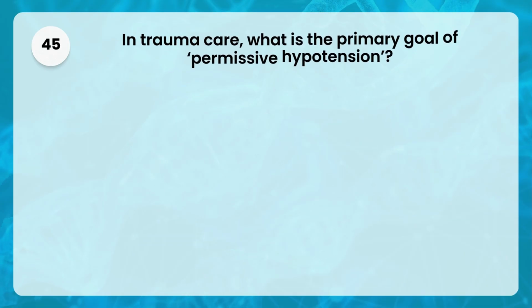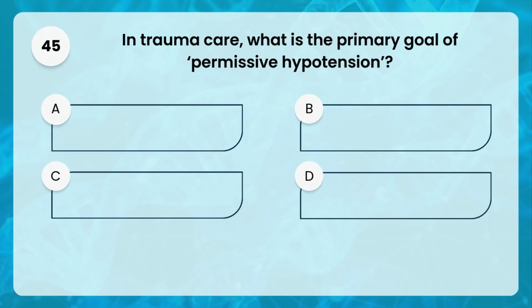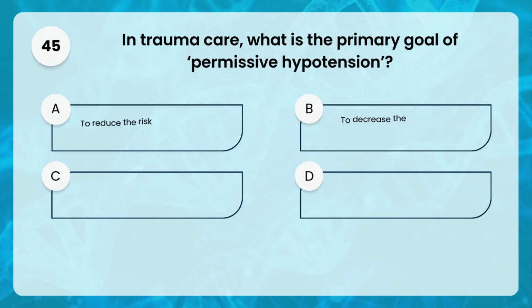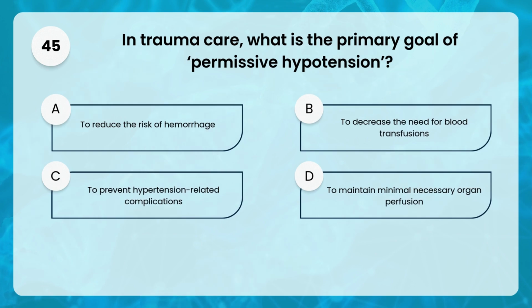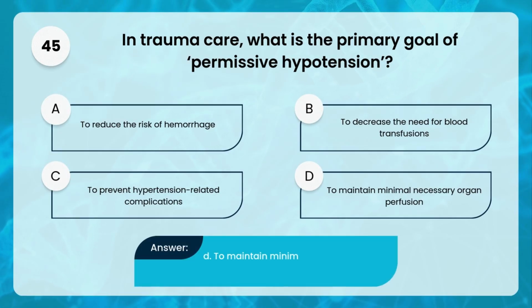45. In trauma care, what is the primary goal of permissive hypotension? A. To reduce the risk of hemorrhage. B. To decrease the need for blood transfusions. C. To prevent hypertension-related complications. Or D. To maintain minimal necessary organ perfusion. The answer is D. To maintain minimal necessary organ perfusion.